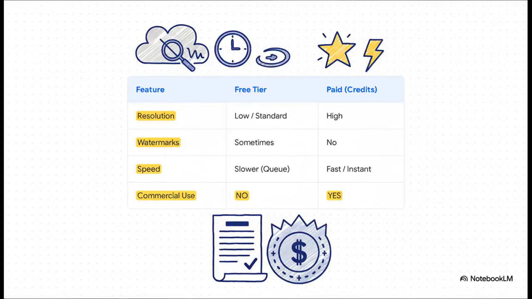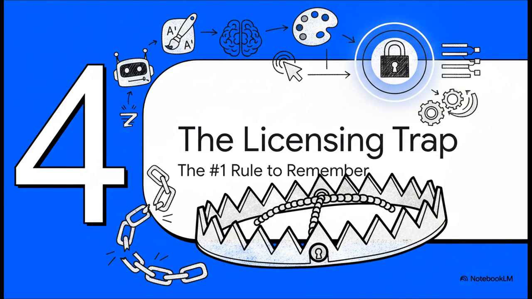Now, there is a free option, but you gotta know the limitations. Free images are lower resolution, they might have a watermark, and it can take a little longer. But look at that last row. That's the big one, the commercial license. And this is where you really need to pay attention. Let's just call this the licensing trap, because this is the number one mistake people make with these AI tools. And getting this right is crucial if you plan to use your creations for anything other than just for fun.